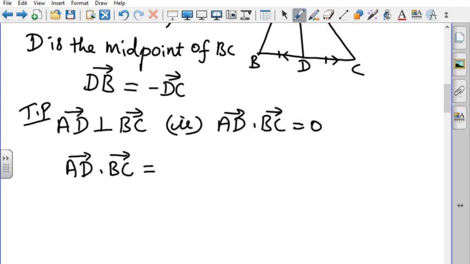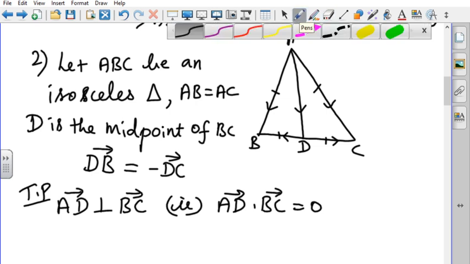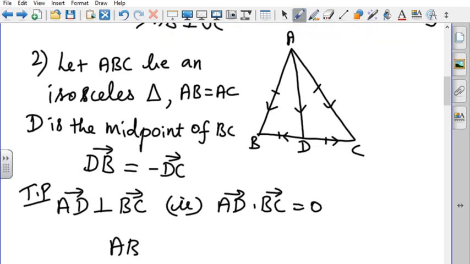AD can be written as, let us see the diagram. Let us mark the arrow mark like this. So AD can be written as AB plus DB, isn't it? So let us use this one. AB vector is equal to AC vector.